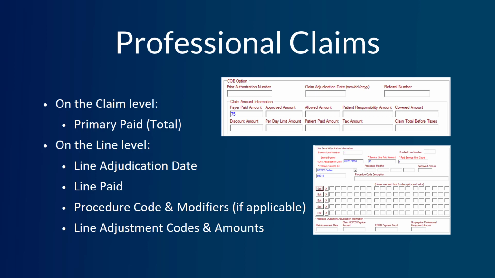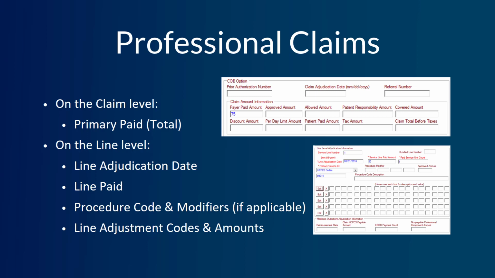This is the total amount that the primary payer paid for that whole claim. The reason we're only putting that one piece of information on the claim level is because everything else is going to be reported on the line level. Now, just in case you're curious, putting in too much information on the claim level can cause a rejection.